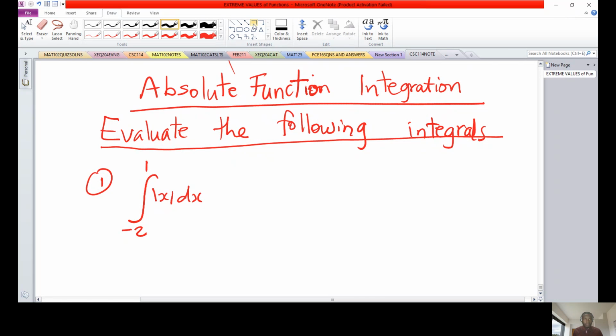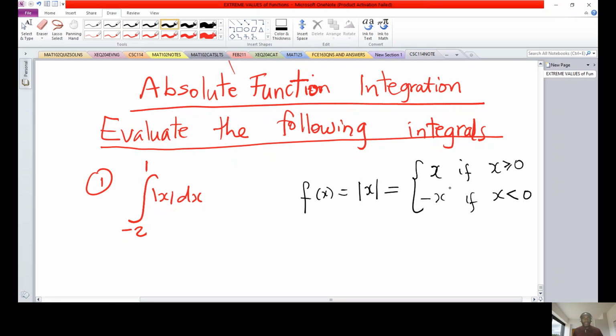This is what you need to remember when you are carrying out absolute value integration. Just remember that an absolute value function is defined by two formulas: x if x is greater than or equal to 0, and negative x if x is less than 0. From this definition, you'll be able to carry out the integration of the absolute value function. These are the steps you need to follow. You remember from the definition, absolute value of x is given by these two formulas with these given conditions.